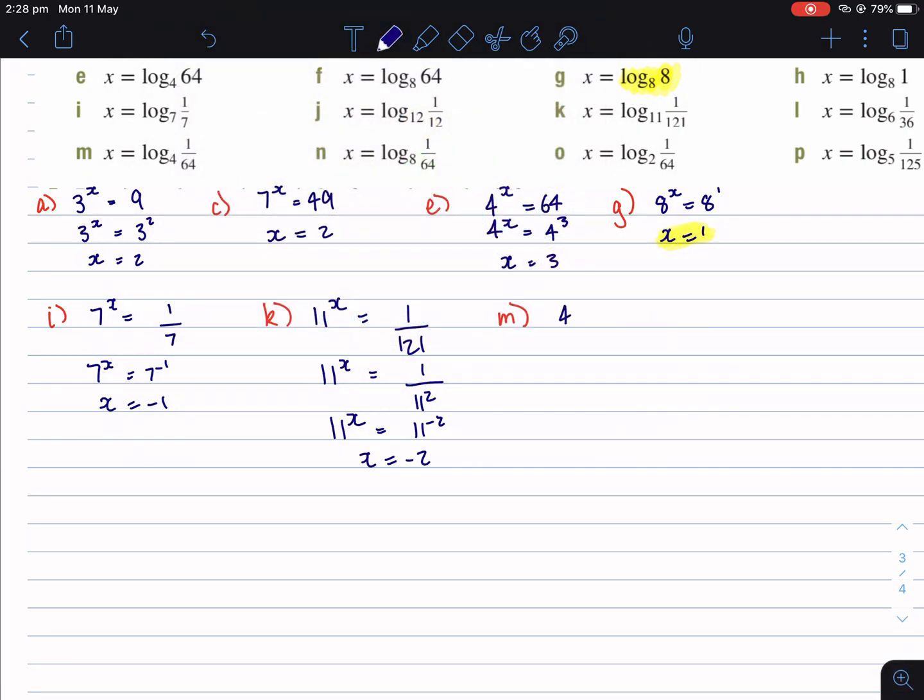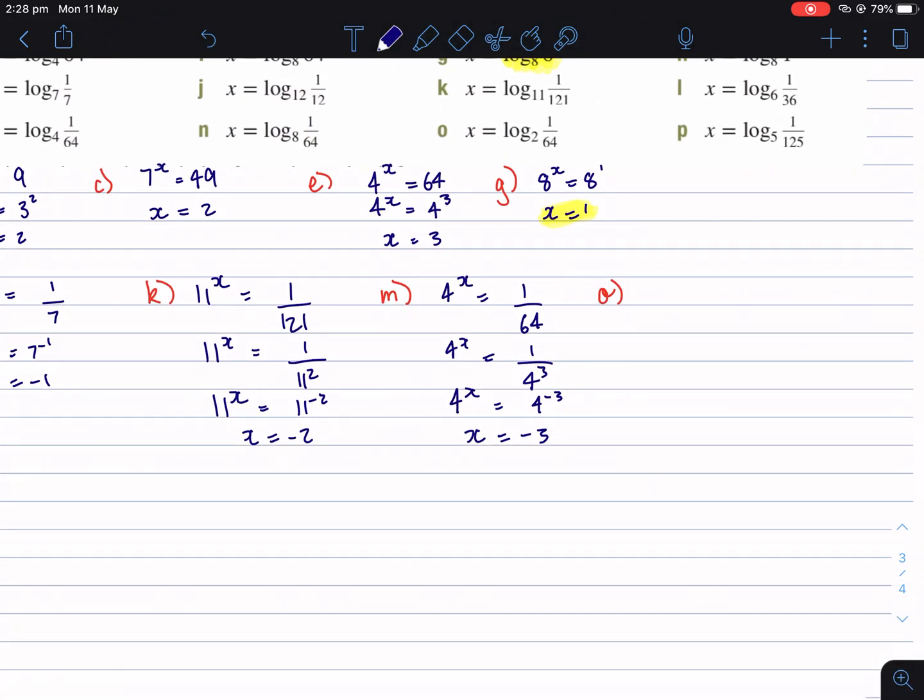So we've got 4 to the x equals 1 on 64, so that's 4 to the x equals 1 on 4 cubed. So 4 to the x equals 4 to the minus 3, x equals minus 3. Last but not least, O.